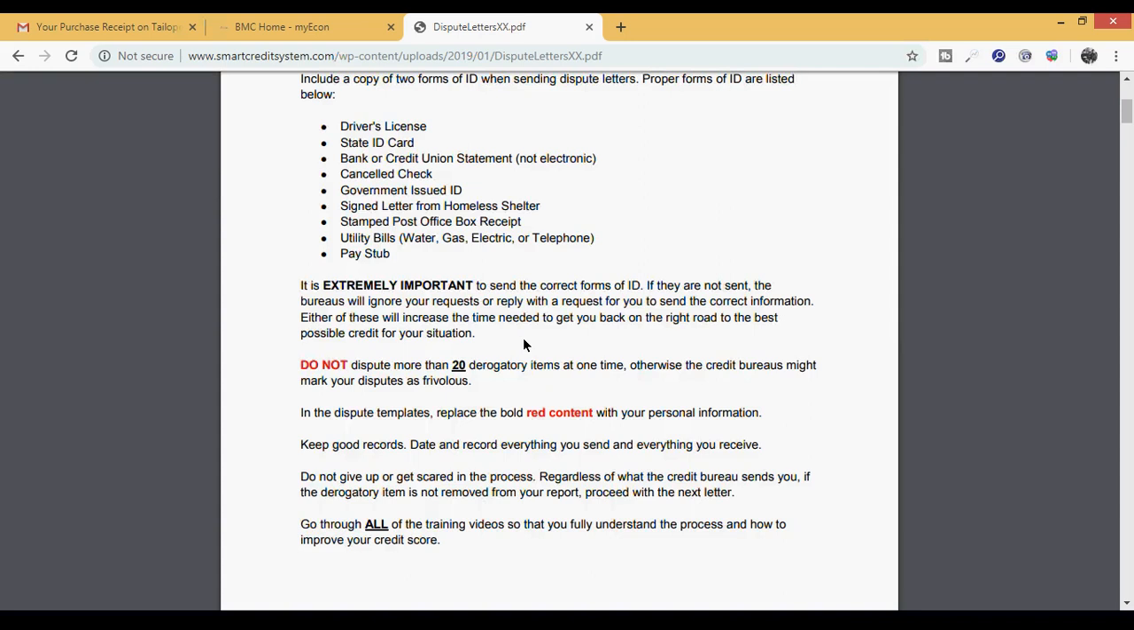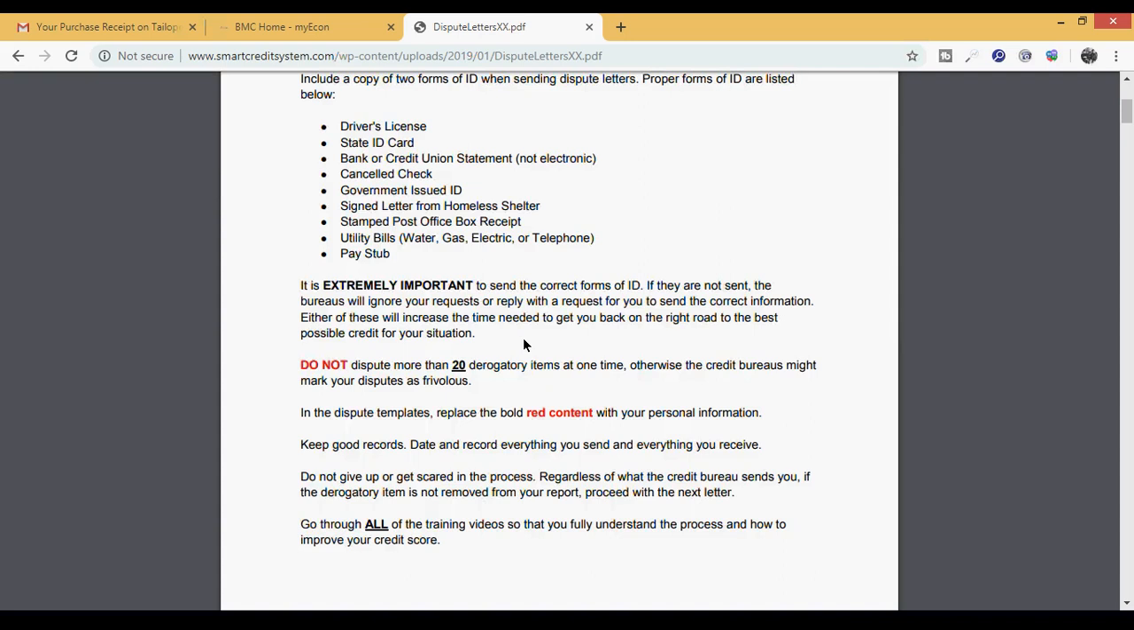So you want to make sure you break that up. I wouldn't even recommend doing 20 on one letter. Do less than 20 and just break them up, because 20 derogatory items is a lot at one time. Another instruction that's really important, you guys, you got to understand, we got all of the letters here for you.